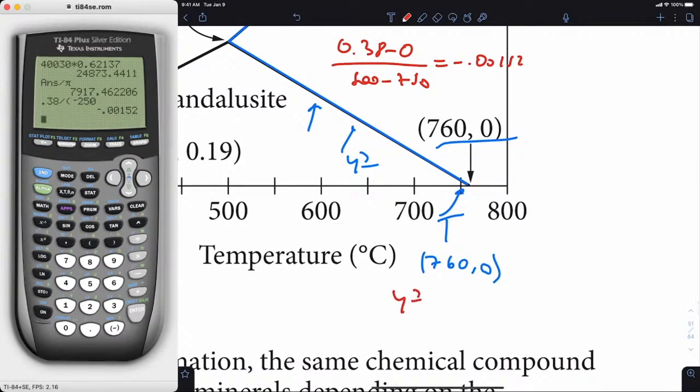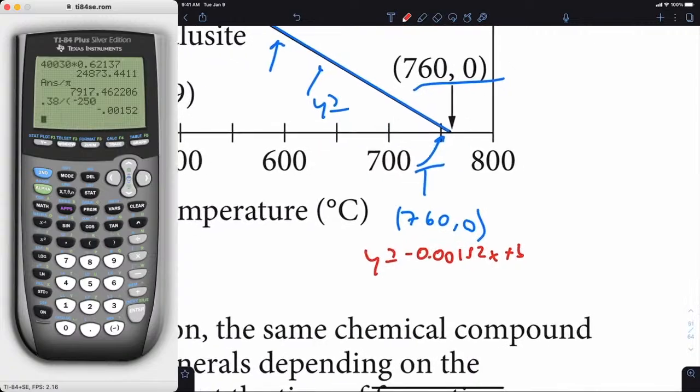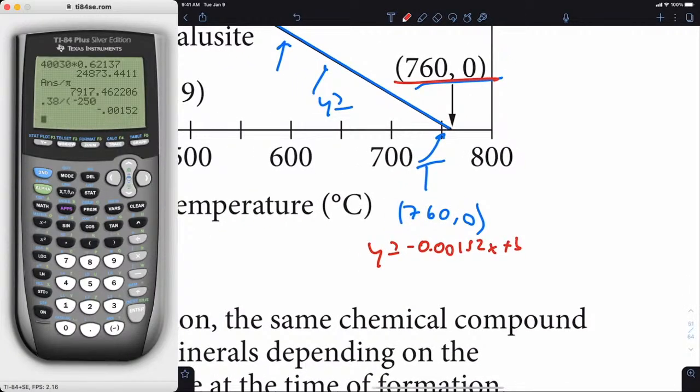So we have y is greater than or equal to negative 0.00152x plus some b value. And we can find that b value by plugging in a point on the line. So let's plug in this point right here. So we get 0 is, I'll just use an equal sign for now, negative 0.00152 times 760 plus b. So this negative 0.00152, we're going to multiply that by 760. And that's that. And we're going to make that positive, and that's going to equal b.